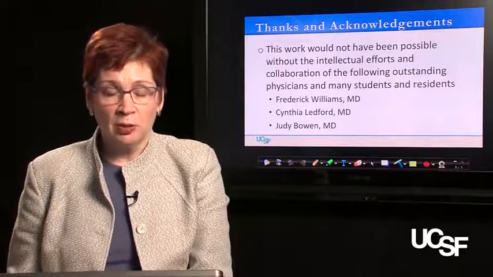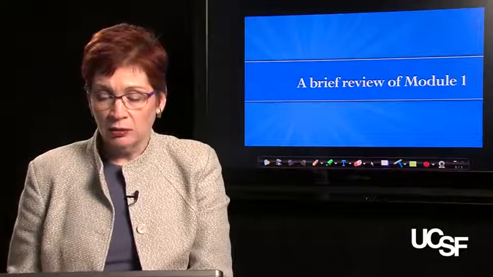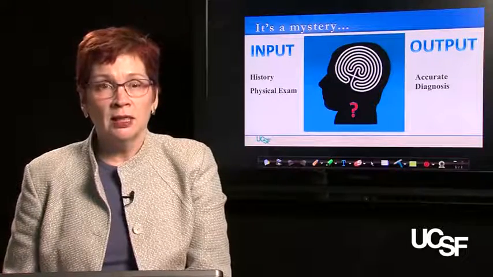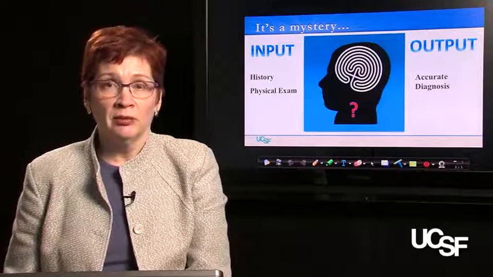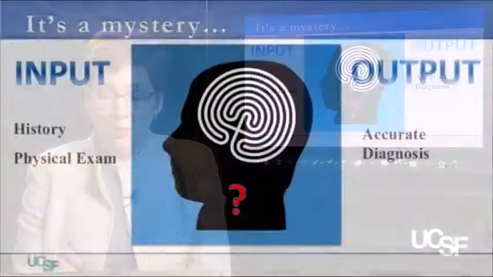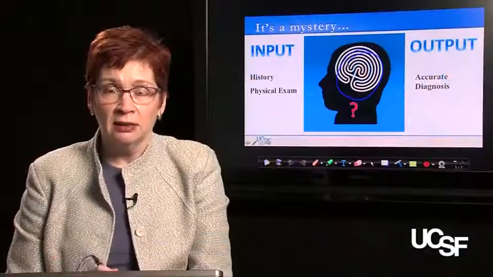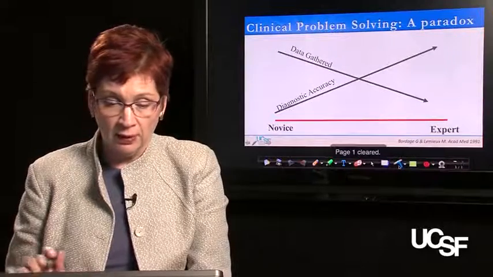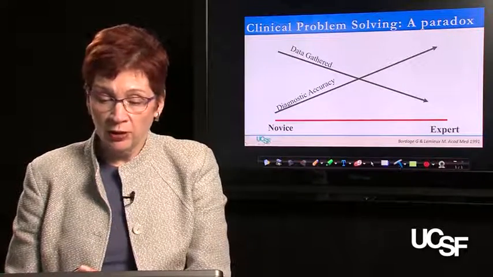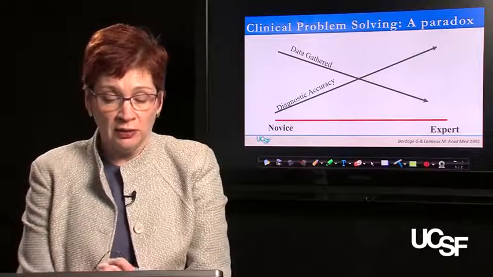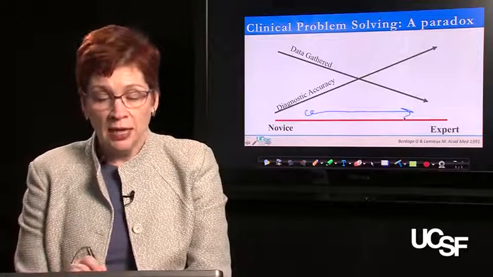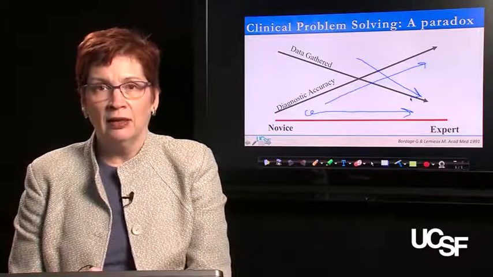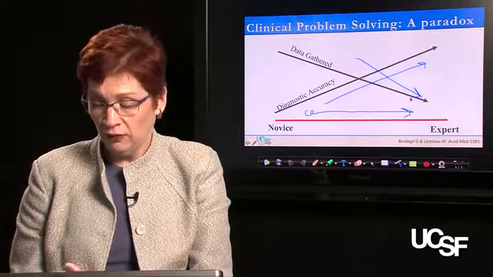Once again, I want to thank my collaborators over the years and start with our Module 1 review. We talked about the importance of not only understanding what information goes into a clinical problem-solving exercise, what diagnosis comes out, but what is actually happening in the brain as good clinical diagnostic efforts are being put forth. We talked about the clinical problem-solving paradox, that as people mature in their clinical problem-solving skills from novice to experts, they increase their diagnostic accuracy while decreasing the amount of data that they gather. This is an exercise in efficiency and effectiveness.